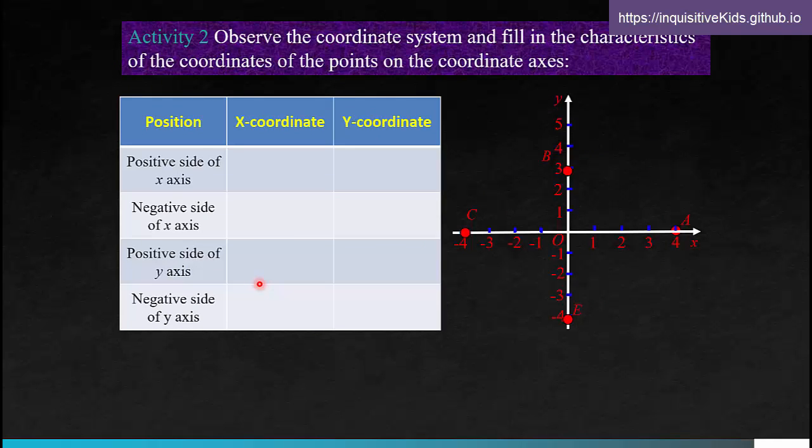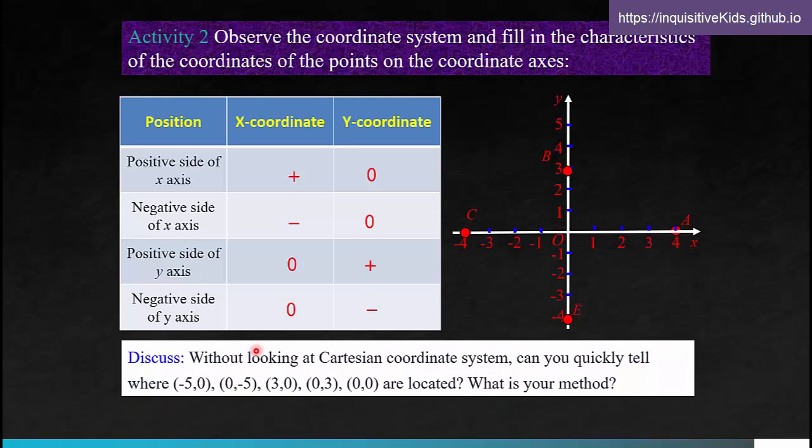Observe the coordinate system and follow the characteristics of the coordinates of the points on the coordinate axes. So what if it's on the positive side of the x-axis? It will have a positive x coordinate and a 0 for the y coordinate. This would be negative for the x-axis, 0. The same pattern you might guess: since this is on the y-axis, the x coordinate would be 0. So this is a pattern that you might have noticed.